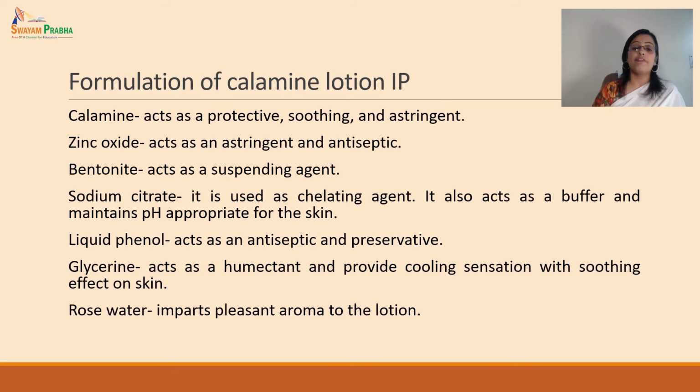Say for example, we are using calamine in calamine lotion IP. What is the use of calamine? Why did you use calamine? Calamine is used because it is protective, soothing, and because of its astringent effect. Zinc oxide, okay. Can you tell me why you used zinc oxide? The examiner may ask this question, so you have to answer. It acts as an astringent and antiseptic. Bentonite acts as a suspending agent, right?